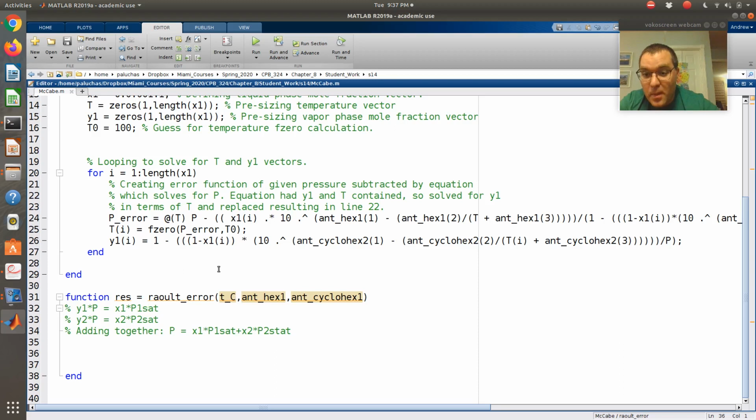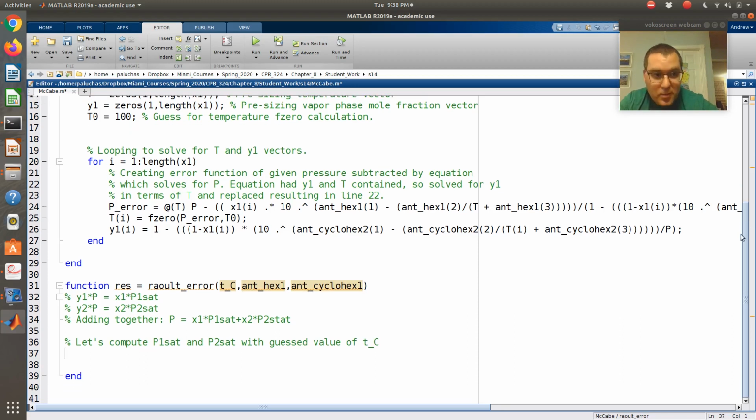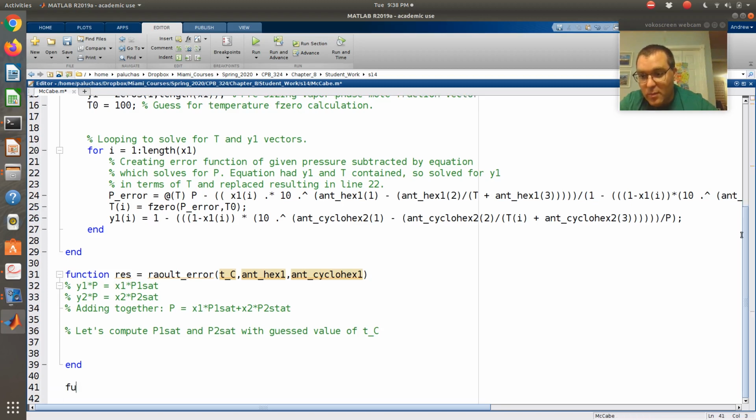But anyways, so with my temperature in degrees C and my Antoine constants, first step would be let's compute P1 sat and P2 sat with a guess value of TC, right? Where F0 is going to be what's guessing that value of temperature, okay? So how do we want to do that? We could have an Antoine calculator. Let's do that in the spirit of modulating our code.